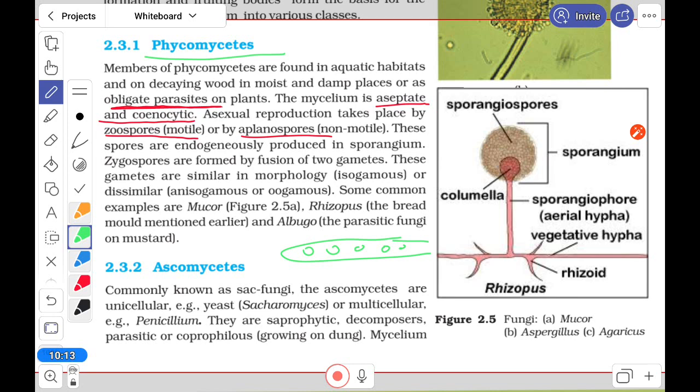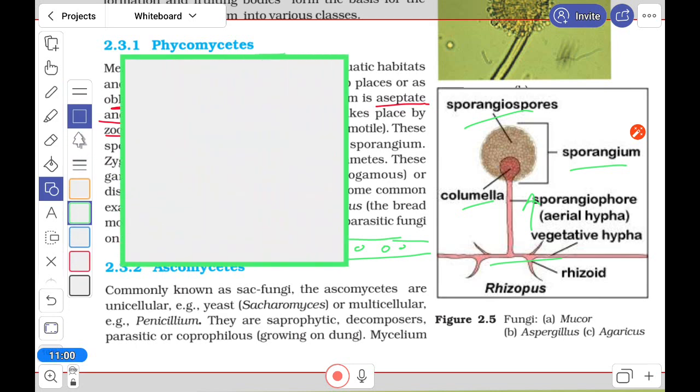Asexual reproduction takes place by zoospores, which are motile, and aplanospores, which are non-motile. These spores are exogenously produced by the sporangium. Here you can see one sporangium, the spores, and the columella, which gives nutrition to the spores. Here is the aerial hypha, which holds the sporangiophore, and the vegetative part, the rhizoid, which is the root-like structure. You have to understand the zoospore, which is motile, and the aplanospore, which is non-motile.